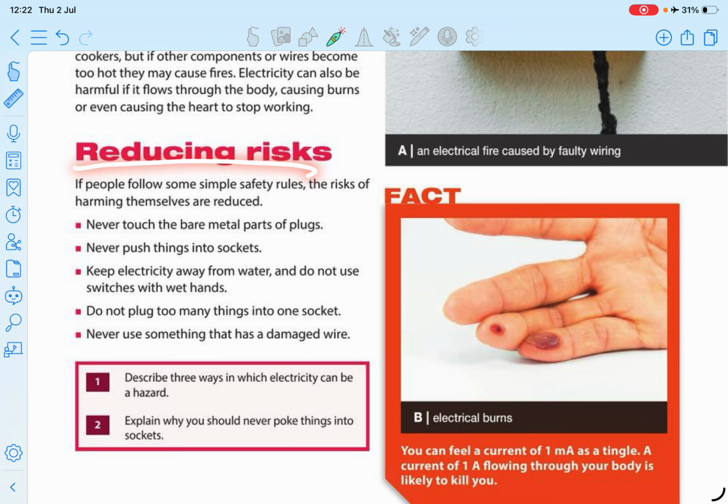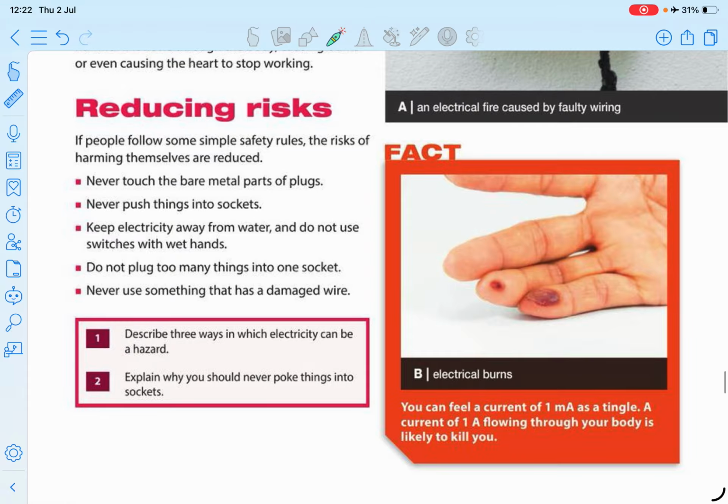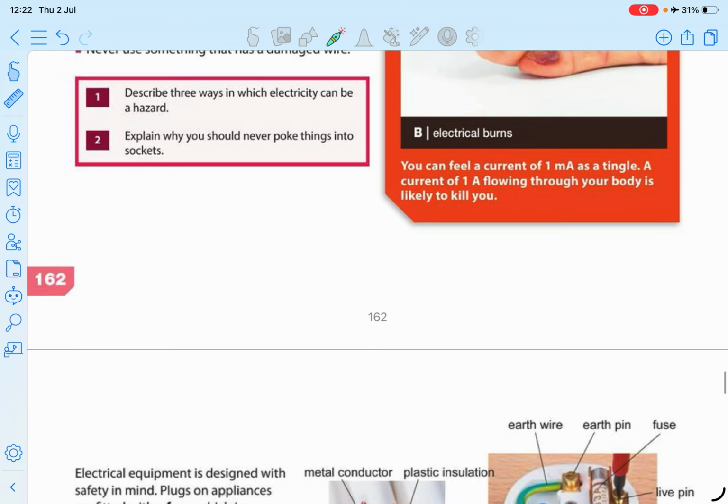Now, there are some things to reduce your risk. Never touch the bare metal parts in a plug. Never push things into a socket. But in the modern switches, there is a protection, insulator protection, right? But it's better not to do those risky things, right? And do not plug too many things into one socket, because there may be overload and there may be burnings. Right? Never use something that has a damaged wire, because if the insulator part is damaged, you may get a shock.